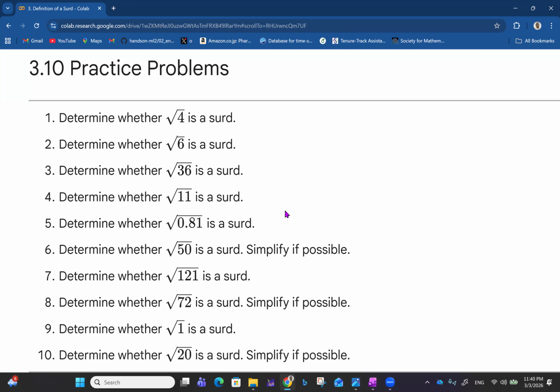Determine whether 11 is a surd. Determine whether the square root of 0.81 is a surd. The square root of 0.81 is 0.9. So that's not a surd, because 0.9 is 9 over 10, you know.